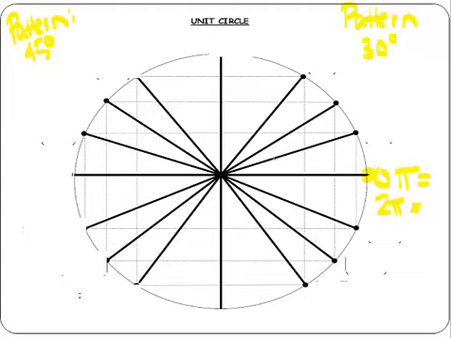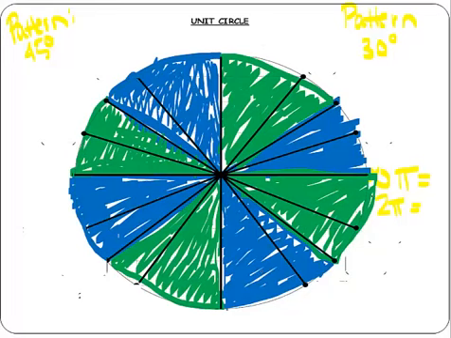So let's start with the multiples of 45 degrees. What I did here is I color-coded it for you. I'm going to show you that if we split it into 45 degrees, every 45 degrees is another color, right? So the first 45 is in blue, then green, then blue, green, blue, green, blue, green. So there are sections here.